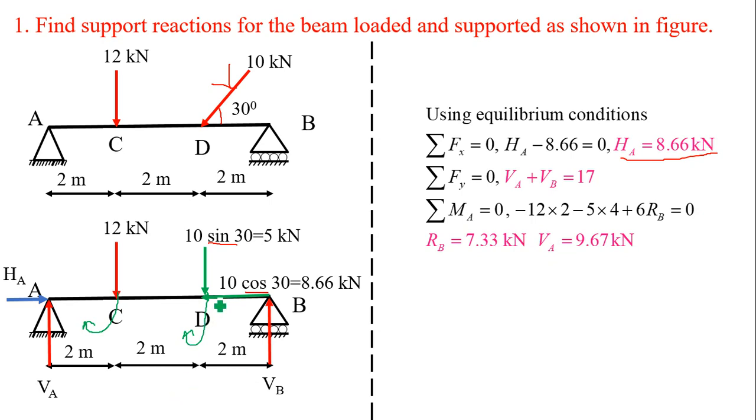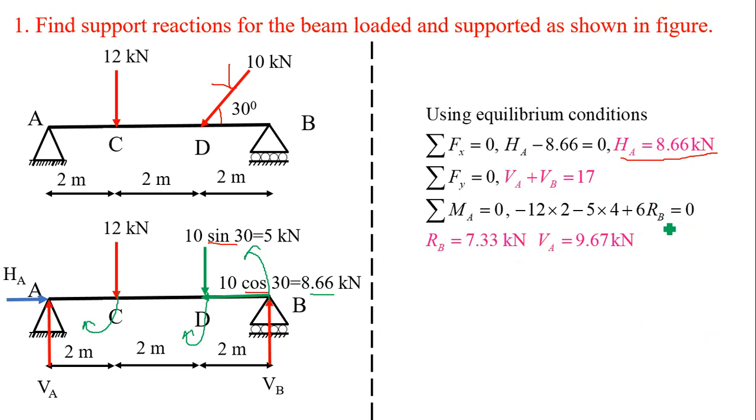Then next, this 8.66, if you extend the line of action, it is passing through the point A, perpendicular distance is 0, so the movement developed because of 8.66 is 0. Next force is VB, or we can say RB, both will be same as only one reaction is there. So VB, perpendicular distance from A is 2 plus 2 plus 2, that is 6, and the nature of movement is anti-clockwise, so positive, so 6 into RB, that is equal to 0.